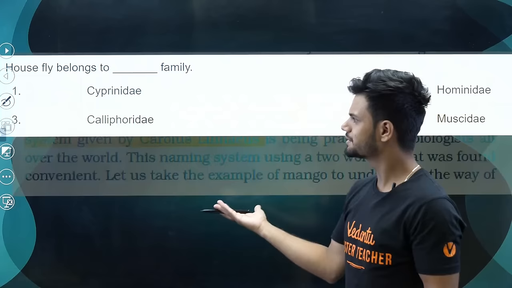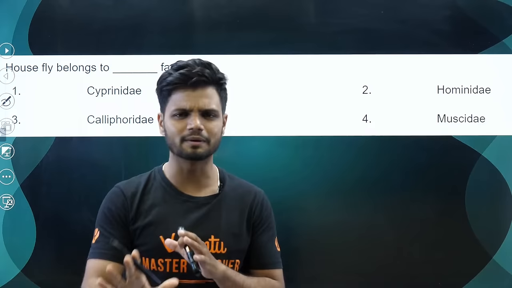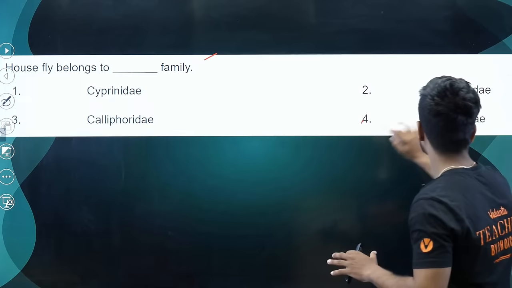Such an easy question, you realize. Such easy questions have come from the first chapter. First chapter, a little bit easy. The same question again. Housefly belongs to which family? All of us know it is Muscidae. Easy question. Option number four.